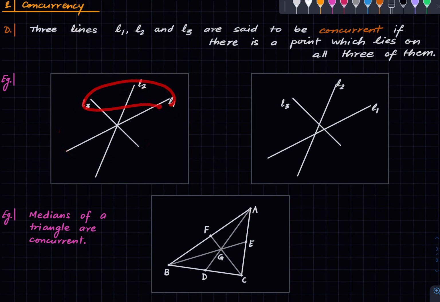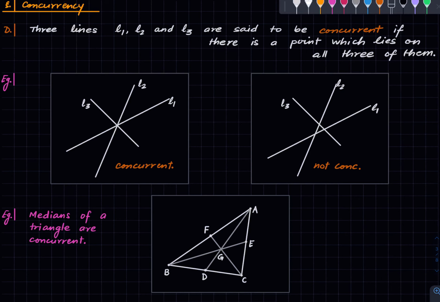We have 3 lines, no 2 of them are parallel, and there is a point through which all 3 of them pass. So this is an example of concurrency. While here we have 3 lines, but there is no point which lies on all 3 of them. This point lies only on L1 and L2. This lies only on L3 and L1. And this one lies only on L2 and L3. And there is no point which lies on all 3 of them. So these 3 lines are not concurrent.